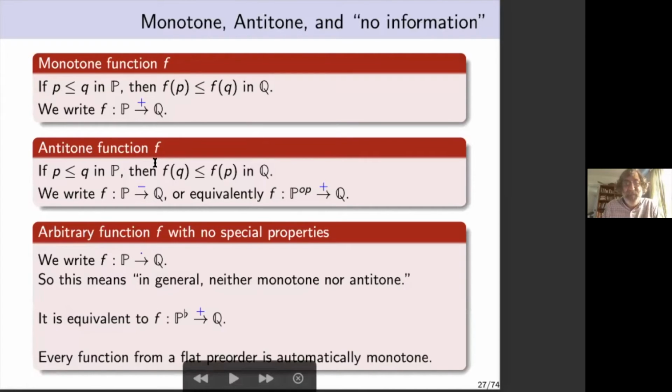So we saw monotone and antitone. And in order to handle things like that, I'm going to want to have another kind of notation, which is this dot, which means a regular old function. So f from p to q with dot means there's nothing I can really say about it. If I put the minus, it means it's antitone, and if I put the plus, it's monotone. And the important point that I'm going to use is that every function from a flat preorder is automatically monotone, and automatically antitone also. If the domain is flat, then it has all the properties that you could ever want.